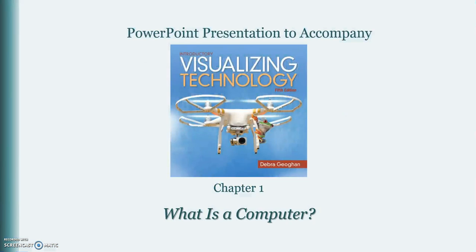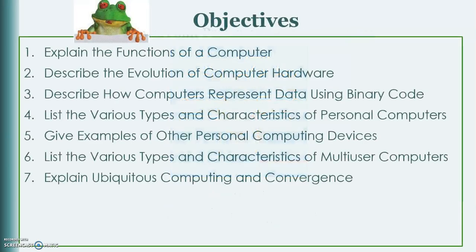So this is Chapter 1. What is a computer? The objectives: we're going to explain the functions of a computer. We're going to describe the evolution of computer hardware, describe how computers represent data using binary code. We're going to look at the different types and characteristics of PCs, give examples of other PC devices, look at the various types and characteristics of multi-user computers, and we're also going to explain ubiquitous computing and convergence.